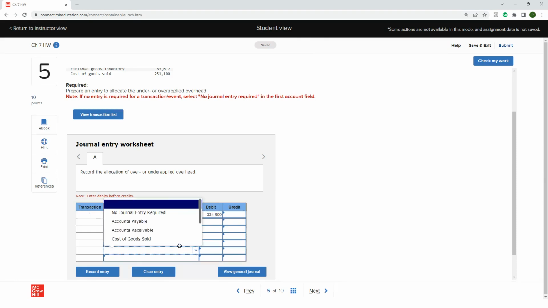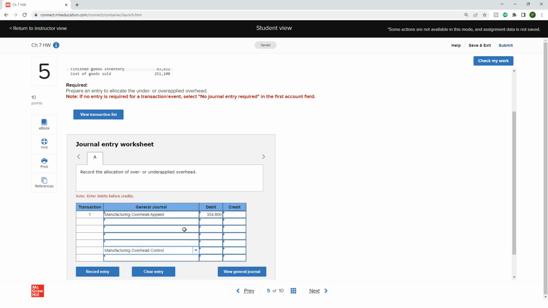I skip down to the bottom of the entry. You can actually do the debits and credits in any order, but I like to keep the debits on the top part of the entry and the credits at the bottom. That's how it's usually shown, even though it's technically not required to be like that.